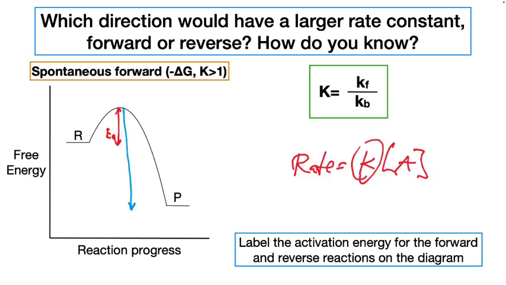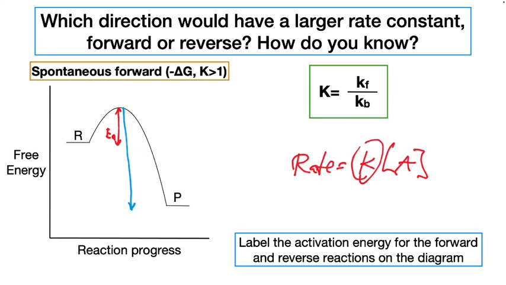So we've got a lot of questions being asked within this. Which direction has a larger rate constant, forward or reverse, and how do you know? There's a couple approaches to it. I almost always universally will go to pictures first, then formulas, but the formula helps out a lot.